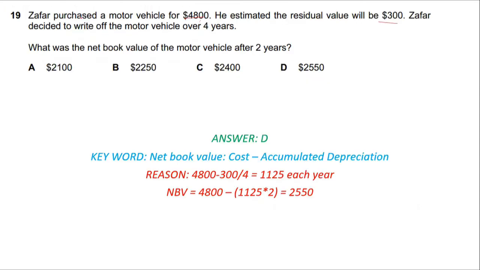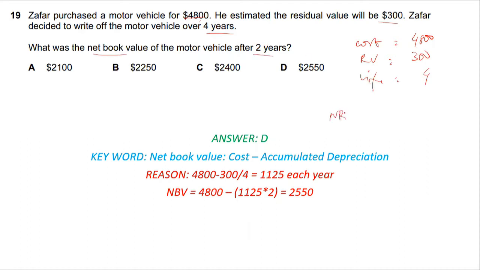Multiple choice 19. Zafar purchased a motor vehicle for $4,800. He estimated the residual value will be $300. So cost is $4,800. Residual value is $300. Zafar decided to write off the motor vehicle over 4 years. So life is 4 years. What would be the net book value of the motor vehicle after 2 years?